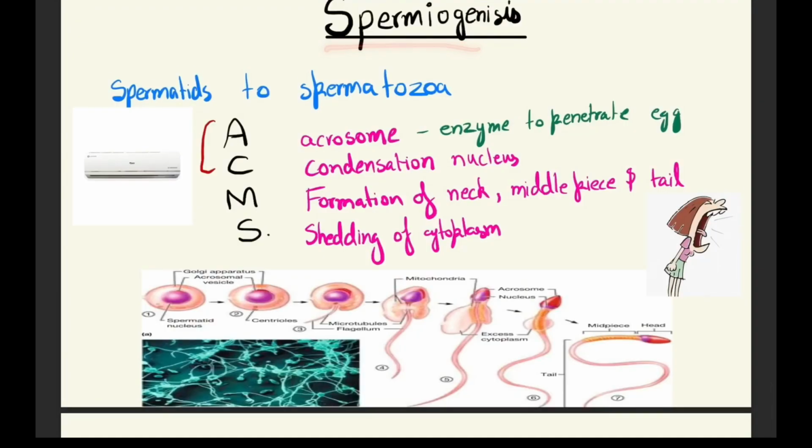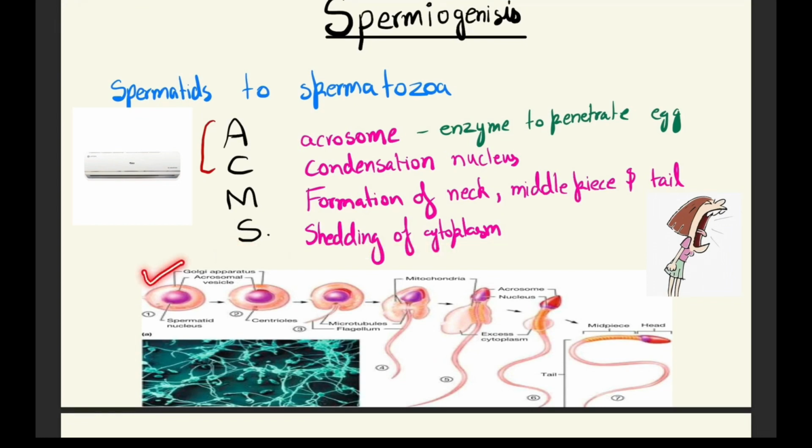Now in spermiogenesis, the spermatids are converted to spermatozoa. You can remember like this, that the I comes before the O. So we have four steps: ACMS. For AC we have air conditioner. For MS we have mist shouting. For A we have acrosome, that is the enzyme to penetrate the egg, which we will discuss later. Then for C we have condensation of nucleus. For M we have formation of neck, middle piece and tail. And for S we have shedding of cytoplasm.